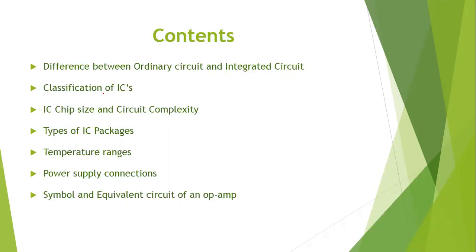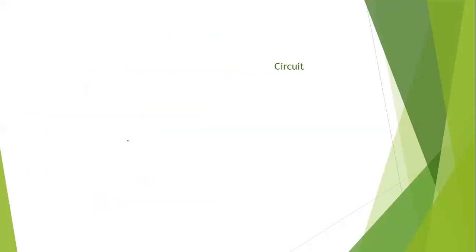And we go for classification of ICs, then IC chip size and circuit complexity. Next, types of IC packages. Next, what are the different temperature ranges that have been used for ICs. Next, power supply connections, symbol and equivalent circuit of an op-amp. So these are the 7 topics that we are going to present in this video. First, we go for the difference between an ordinary circuit as well as an integrated circuit.